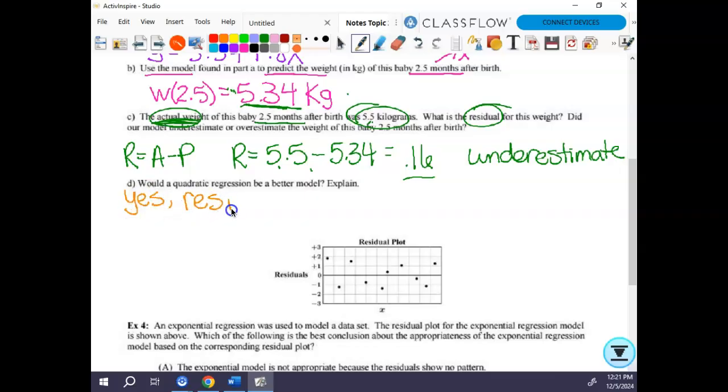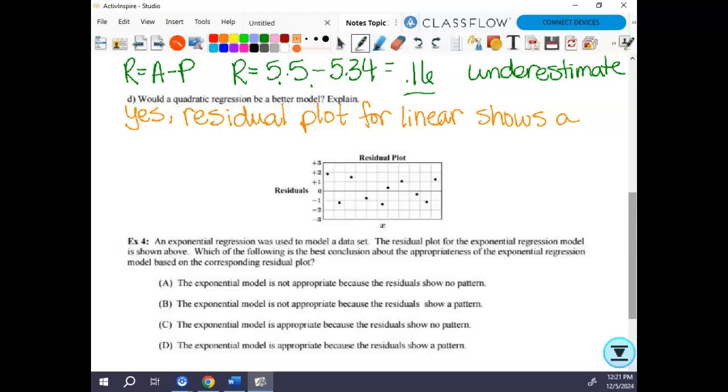Residual plot for linear shows a clear pattern. Quadratic does not. Okay.